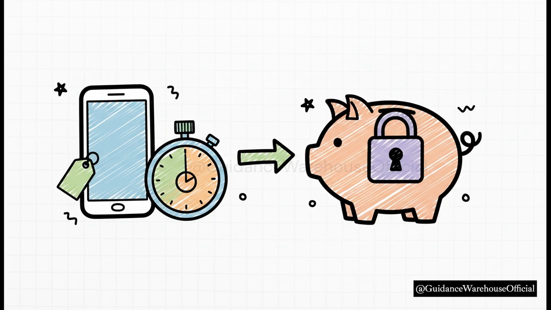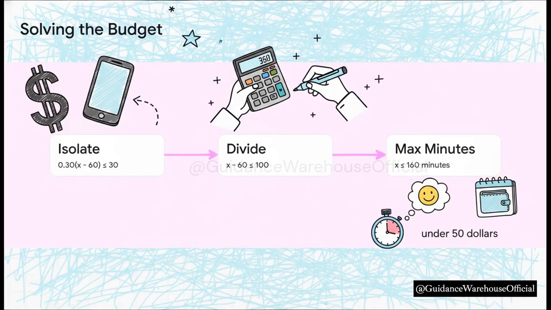Look at that! We have successfully modeled our real-life problem into a clean, linear inequality. Let's solve it step by step using those golden rules we just went over. First up, isolate the variable term by subtracting 20 from both sides. Now we have 0.30 times x minus 60 is less than or equal to 30. Next, divide both sides by 0.30. And hey, since it's a positive number, we do not flip the sign. That leaves us with x minus 60 is less than or equal to 100. Add 60 to both sides, and we get x is less than or equal to 160.